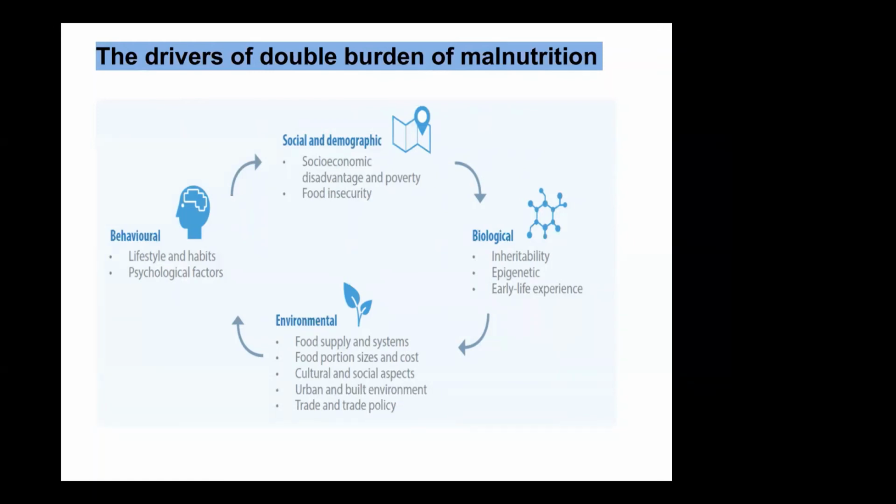And the trade policy, like the policy of selling different kinds of food items. This is all about the food system. And the next is the behavioral factors, the lifestyle and habits, the sedentary lifestyles for example, and psychological factors. So this is a kind of circle, complex drivers that work across different factors and contribute to the double burden.